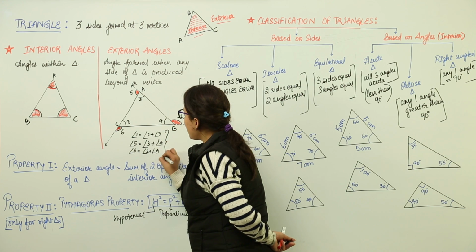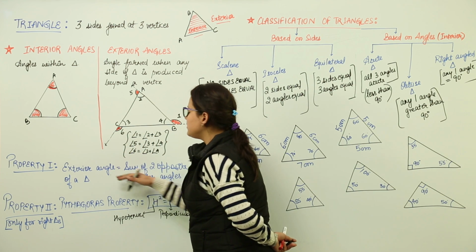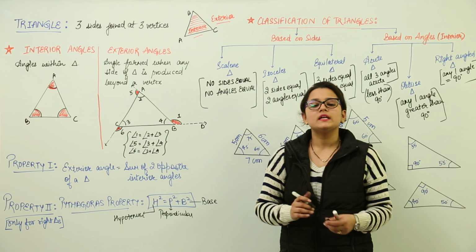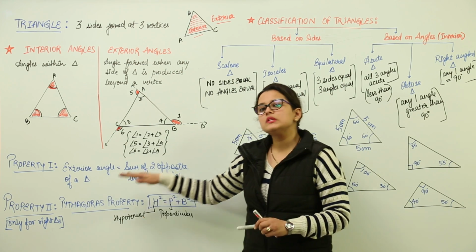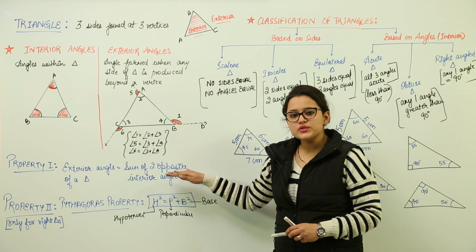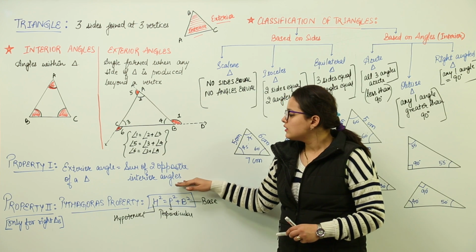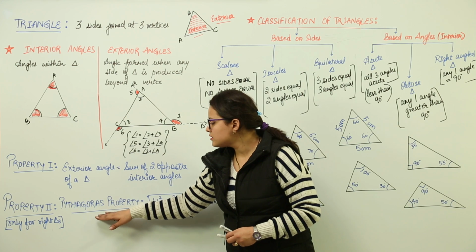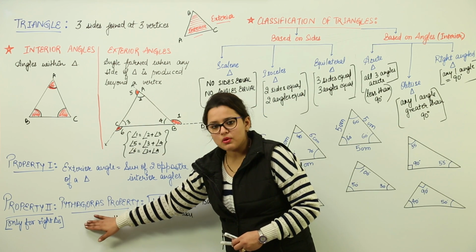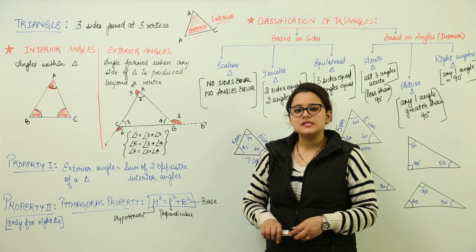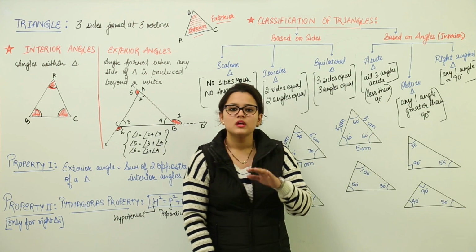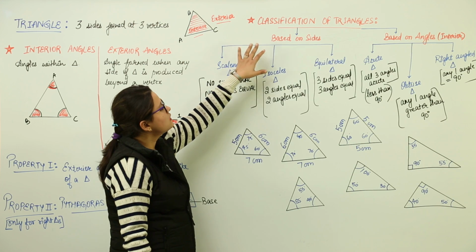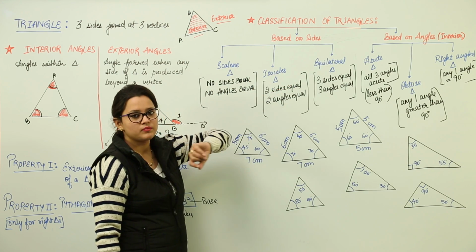So this was as per property 1 that we have discussed, which says that any exterior angle of a triangle is always equal to the sum of two opposite interior angles. Now property number 2 is the Pythagoras property. Before doing this property, I want you to understand the classification of triangles, then we will get back to this property. First of all, let us do how the classification of triangles is done.